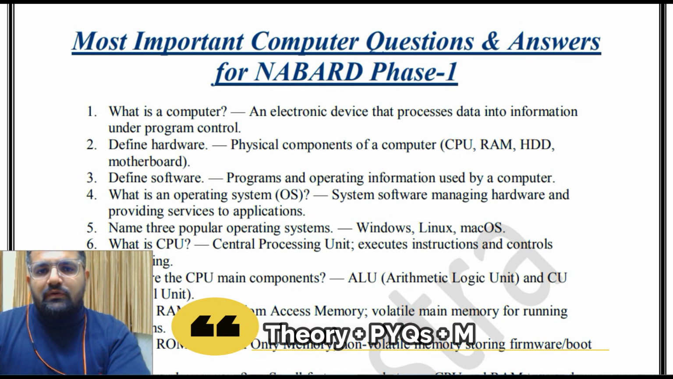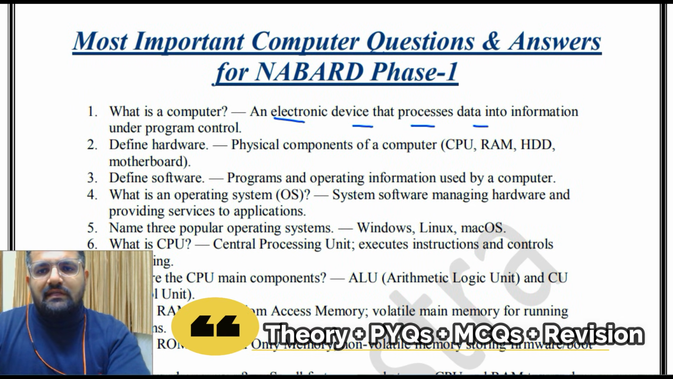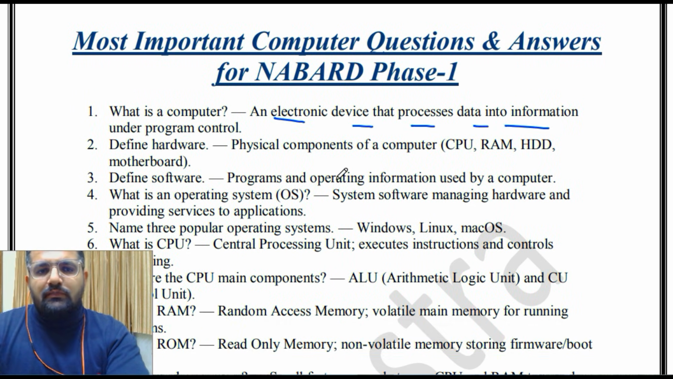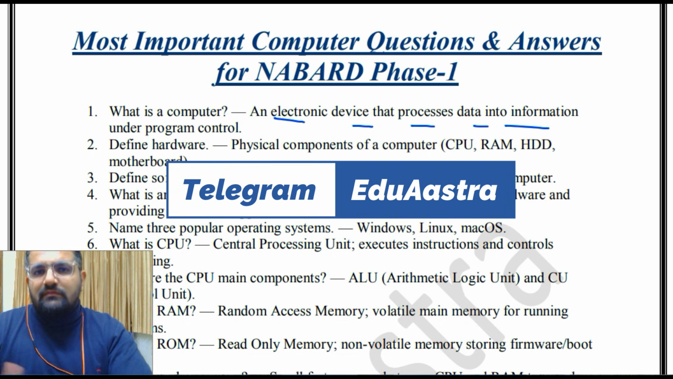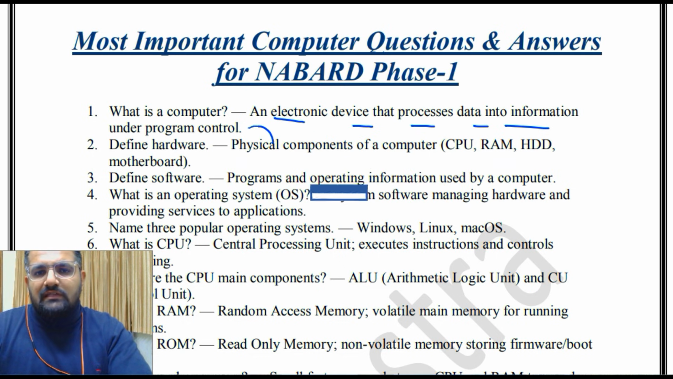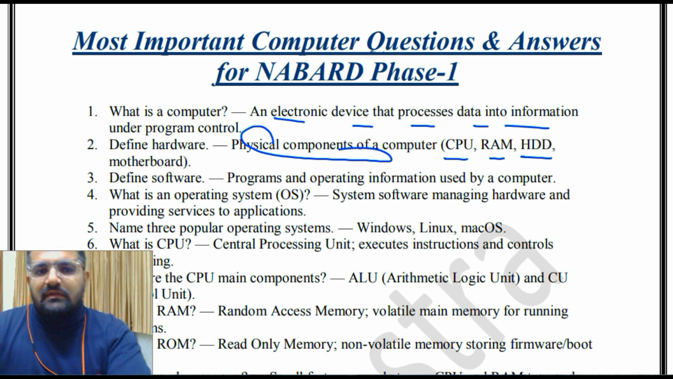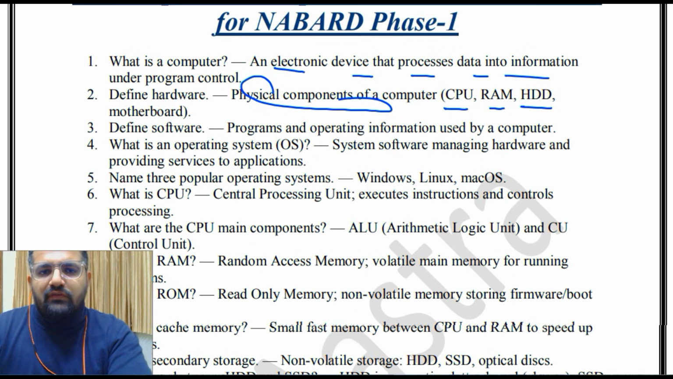What is a computer? An electronic device that processes data into information under program control. Define hardware. Physical component of a computer. Software obviously अलग चीज़ है, वो physical component नहीं है. CPU, RAM, HDD or motherboard, all of these are hardware. Define software. Programs and operating information used by a computer.